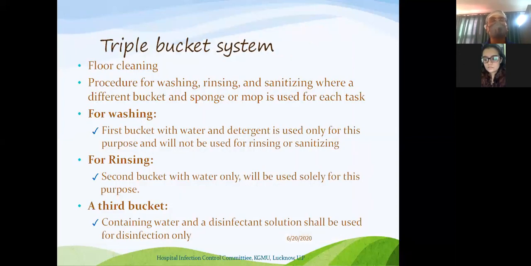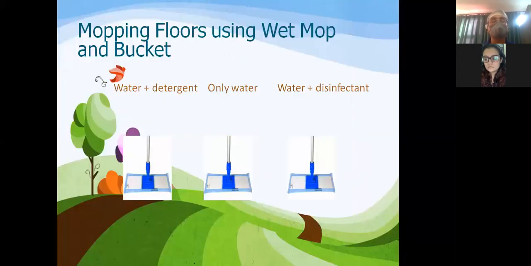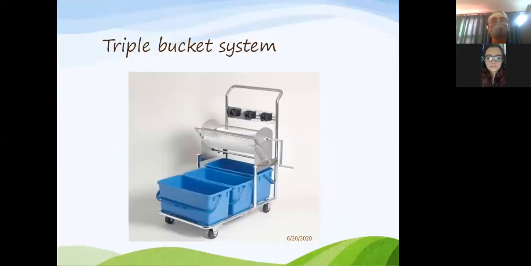Then the role of the triple bucket system has come, because the triple bucket system says that you should have 3 types of water. One is water and detergent in one bin. In the second bin, you should have water only, and the third bin should have water plus sodium hypochlorite solution. So the first mopping is done with water and detergent, followed by water, and the third is done with the disinfectant. This is the triple bucket system, which is being purchased by most of the hospitals, which can be used as a trolley, and the mops can be done. So if you are having a hospital at your place, then you can advise such a thing.